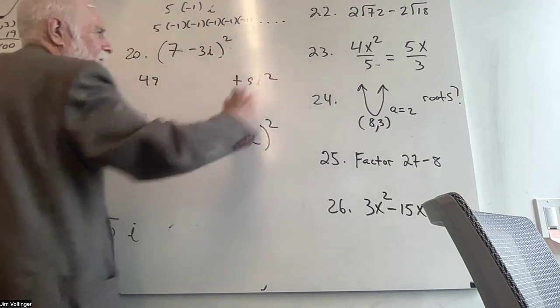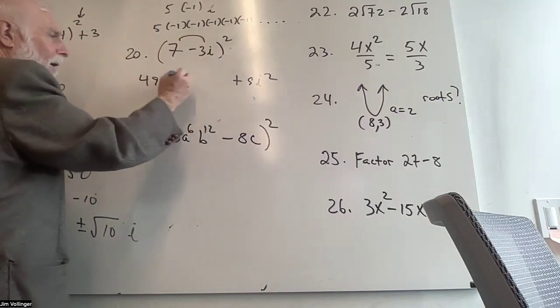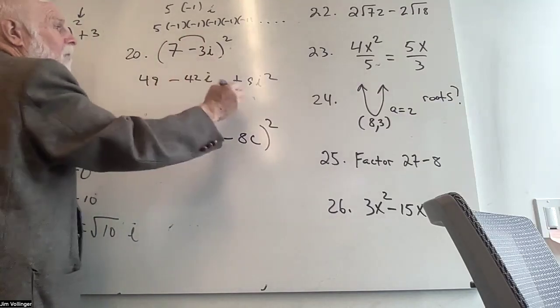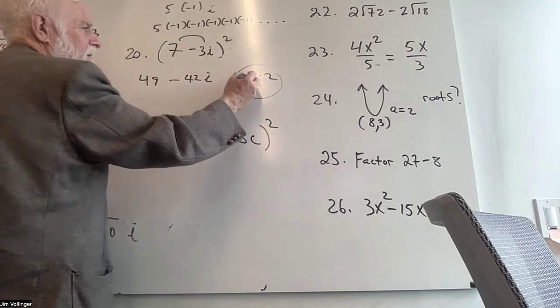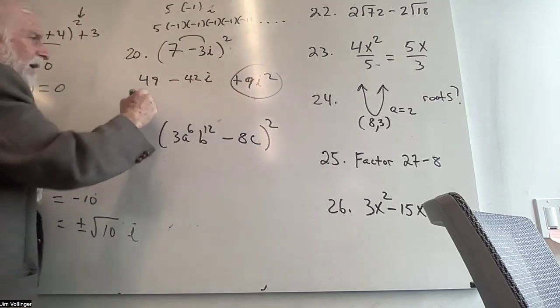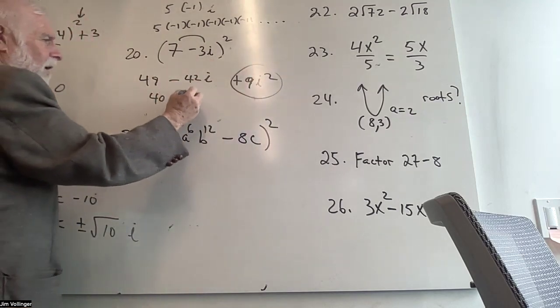That's automatic. What happens in the middle? Double that product. What's 9i squared become? That's a 9, folks. Minus 9, so 40 minus 42i.